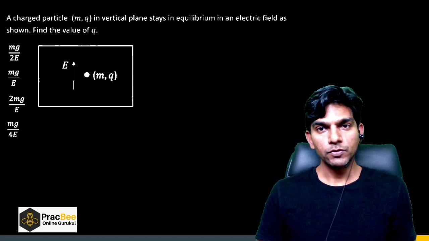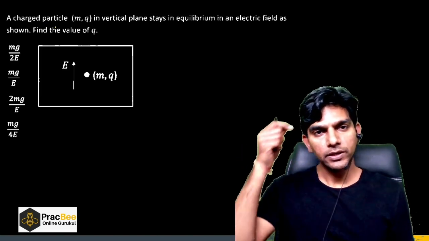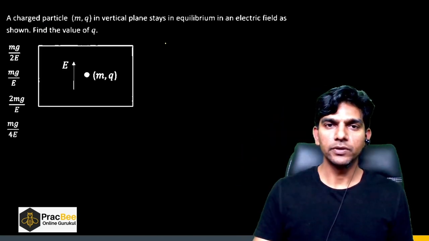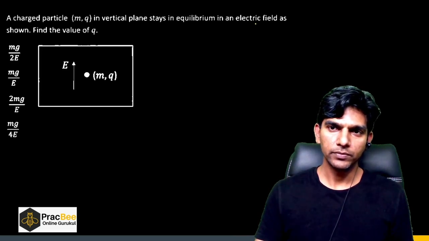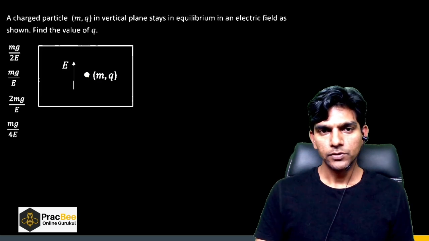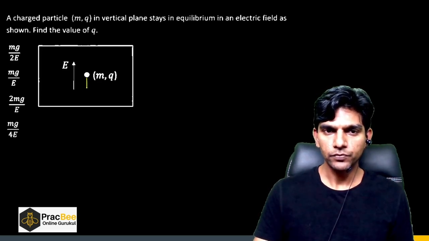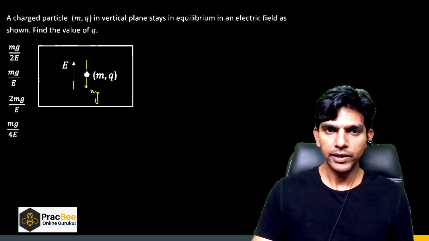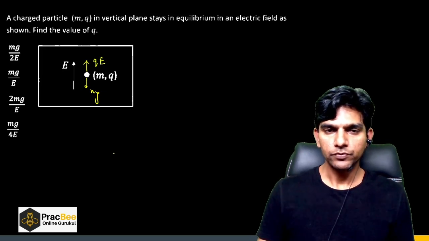Now next question is from electrostatics. A charged particle of mass m and charge q in a vertical plane stays in equilibrium in an electric field as shown. Find the value of q. A very straightforward question. It is in equilibrium, so the gravitational force will get balanced by the electrostatic force.